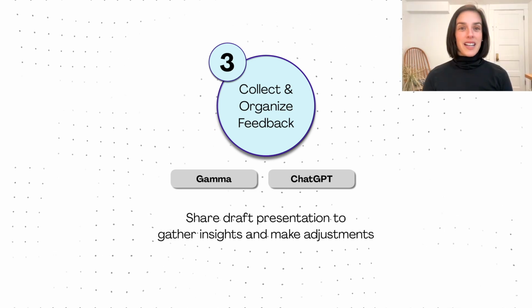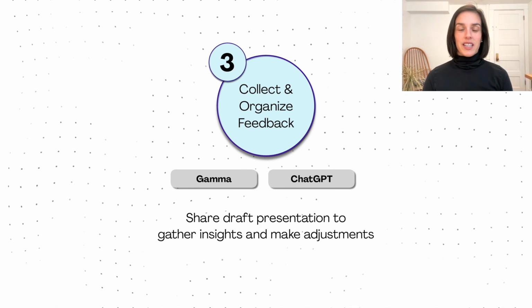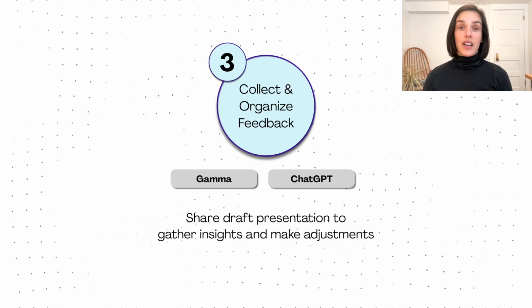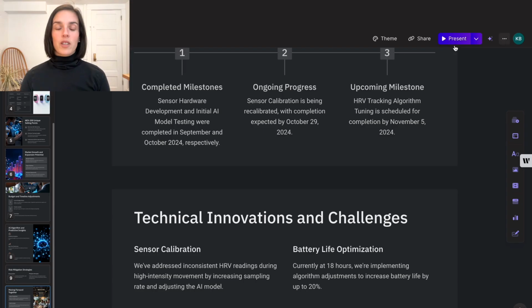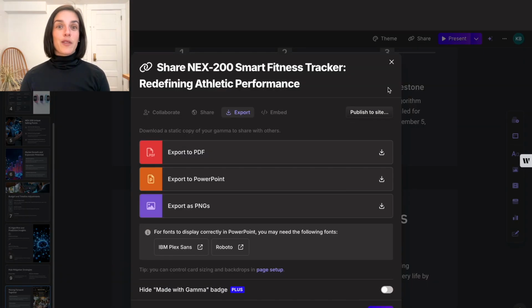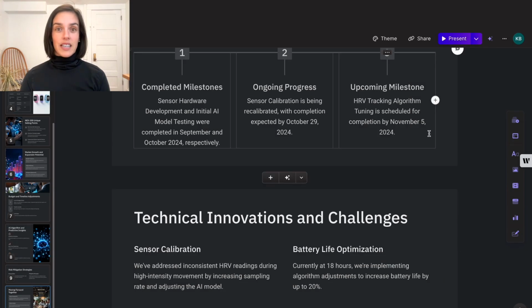Step 3, collect and organize feedback. Next, we'll share our draft presentation with different team members to gather their insights and make any necessary adjustments. So, once our draft is complete, it's time to share it for feedback. Gamma provides a shareable link so we can send to our stakeholders, and they can leave comments directly in Gamma.